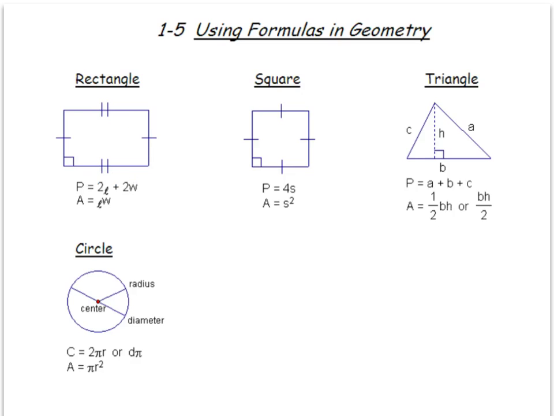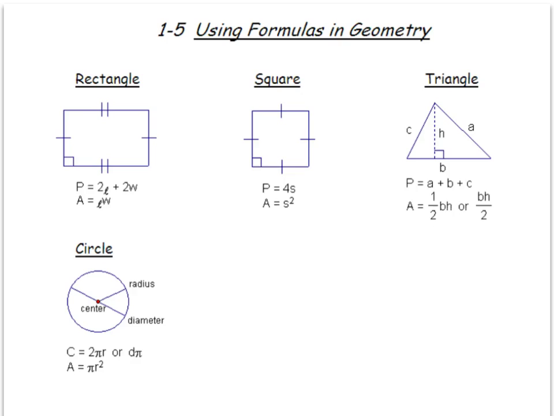Now in a square, we know the square has 4 congruent sides, so the perimeter of a square is going to be 4s, and the area is going to be s squared. For a triangle, if you're finding the perimeter of a triangle, all you have to do is just add up all the sides. And then for the area, you've seen it as probably 1/2 the base of the triangle times the height, or some people put BH divided by 2.